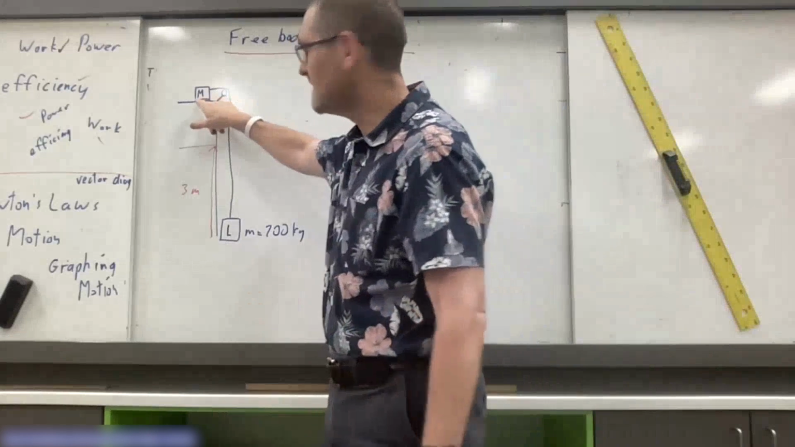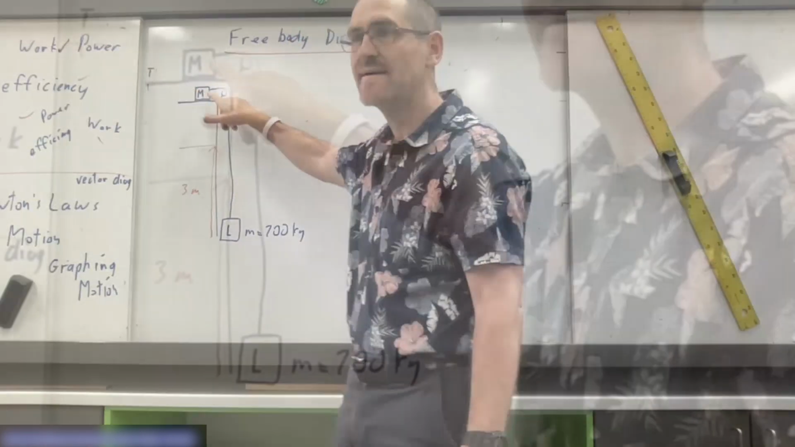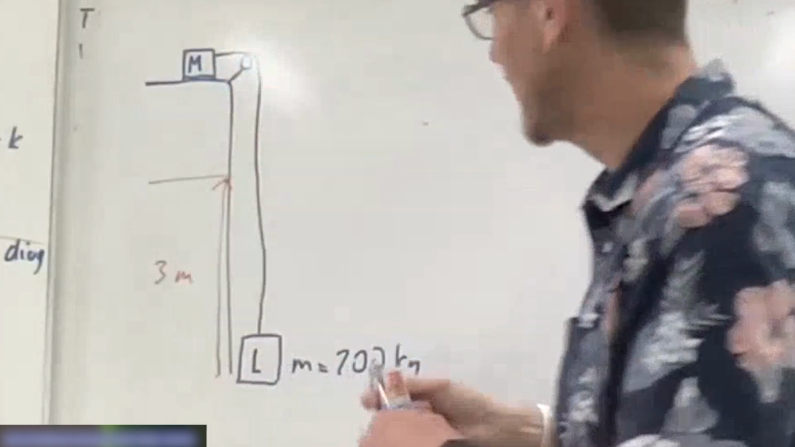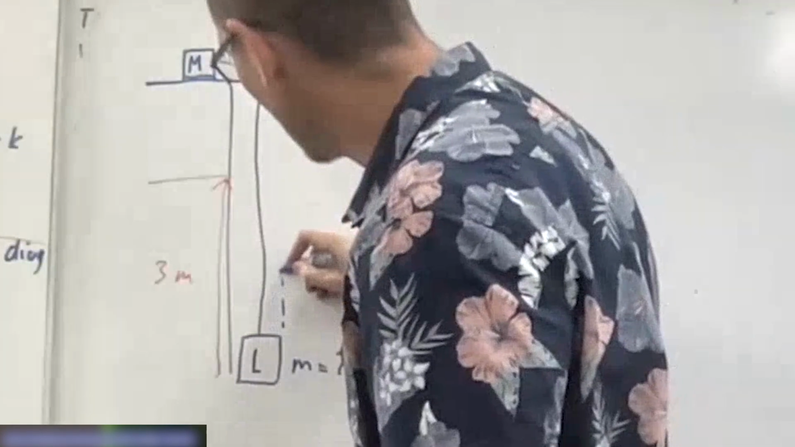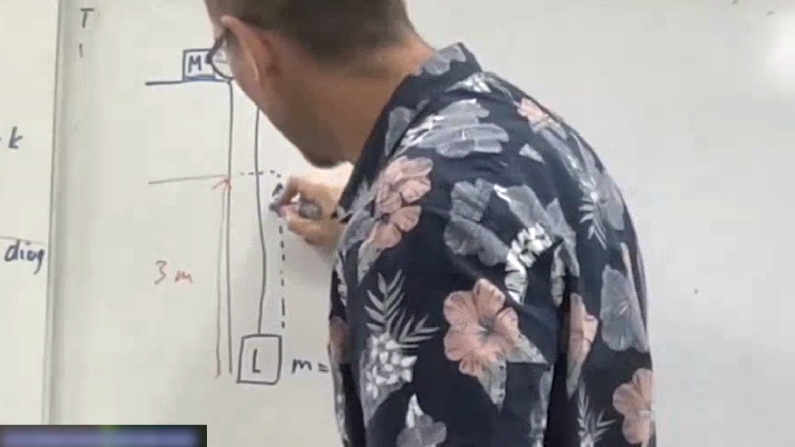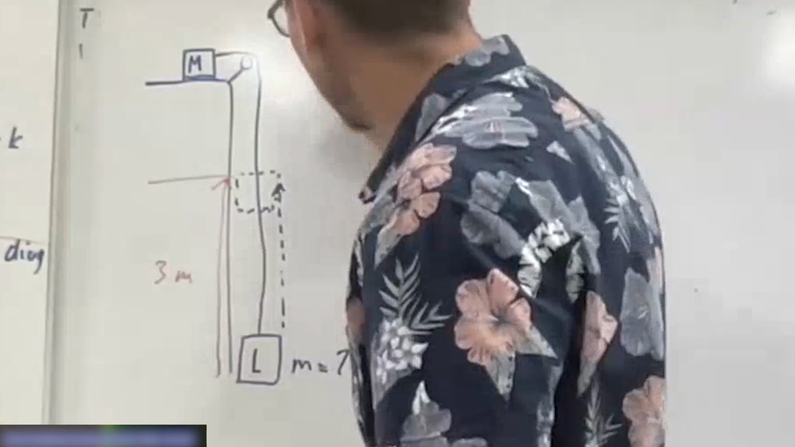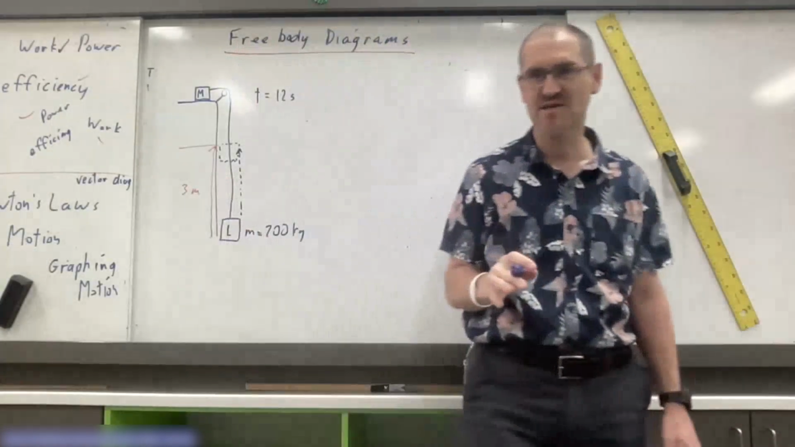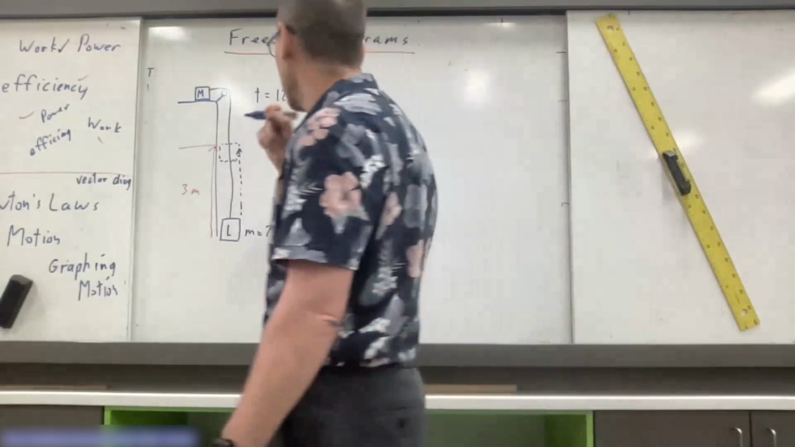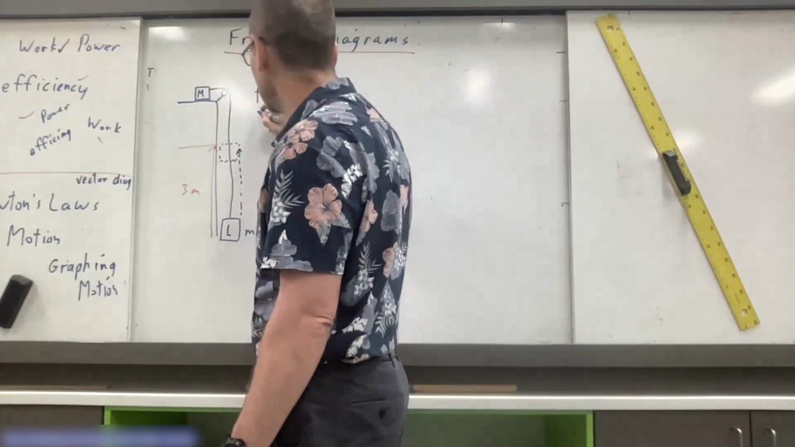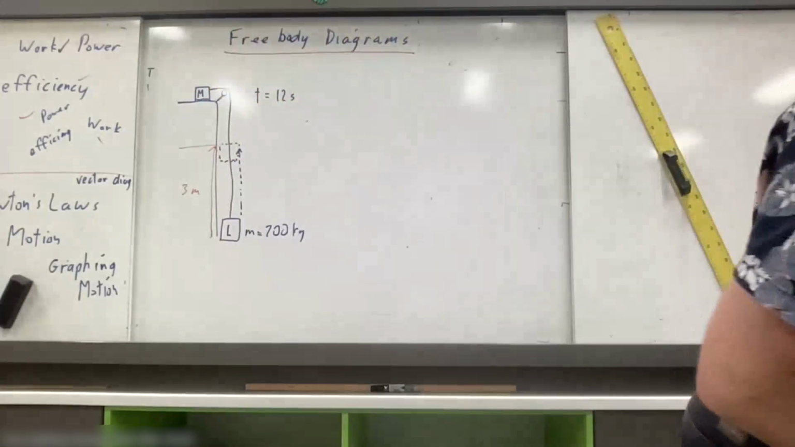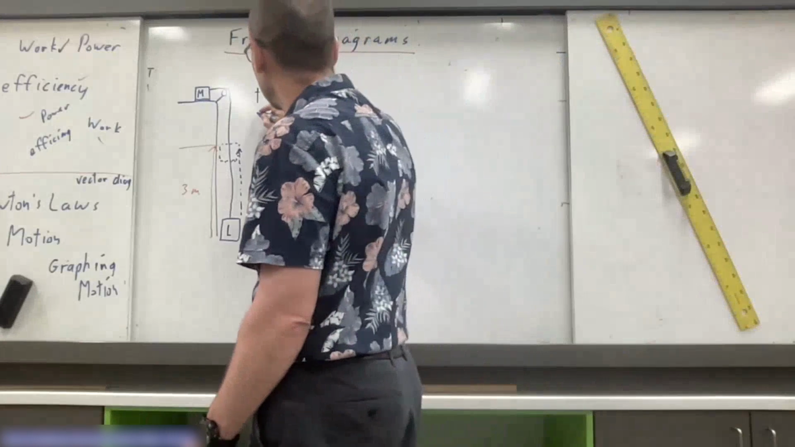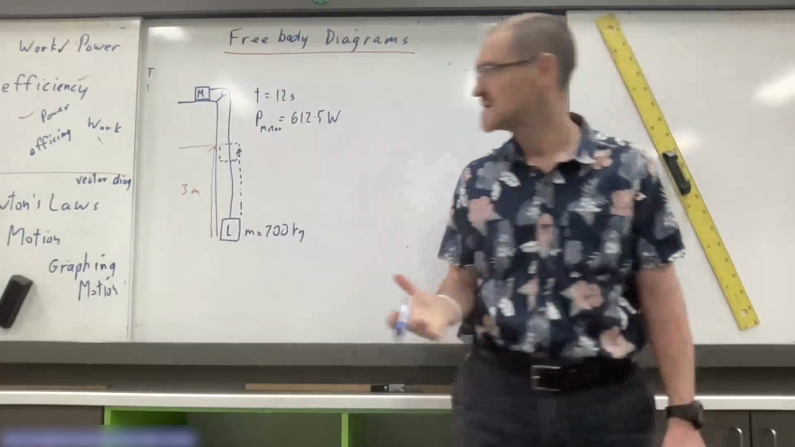So this motor here, that's an electric motor. We're going to raise this load to this location, all the way up to there. That's going to take us a time of 12 seconds. We've got a motor. The motor is 612.5 watts. The units for power are watts, okay?